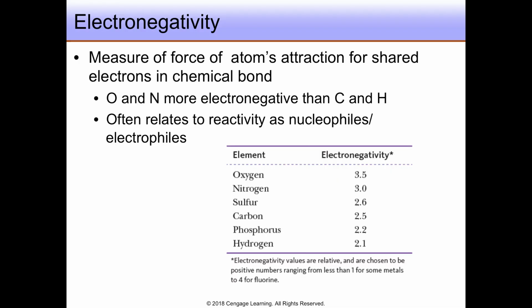Electronegativity is the force of an atom's attraction for the electrons that are shared within a chemical bond. From the table pictured here, we can see that oxygen and nitrogen are more electronegative than carbon and hydrogen. This means that the distribution of electrons within a bond between, say, carbon and oxygen will be closer to the oxygen atom. This property of electronegativity often relates to chemical reactivity as nucleophiles or electrophiles.